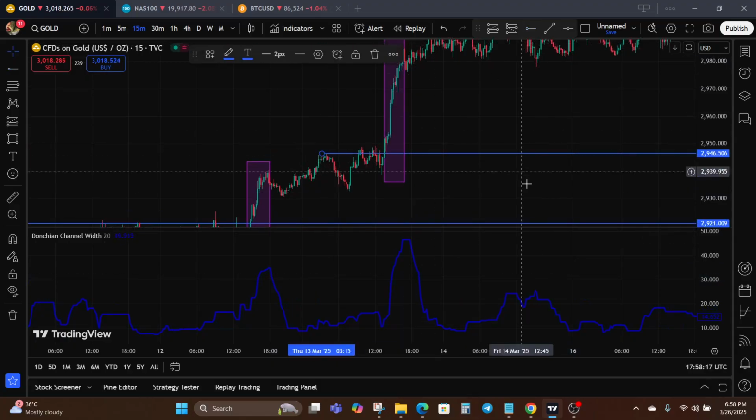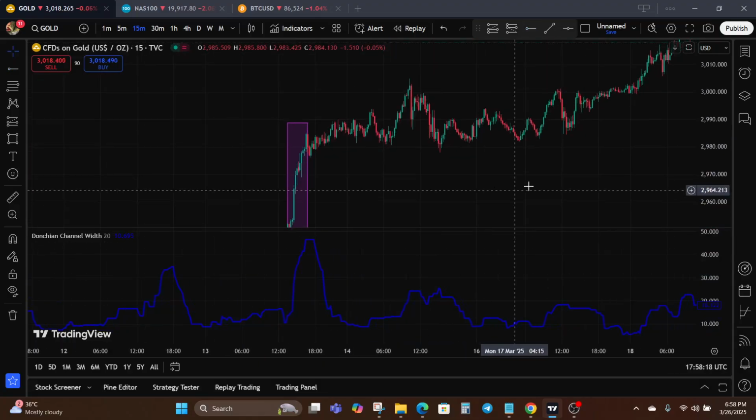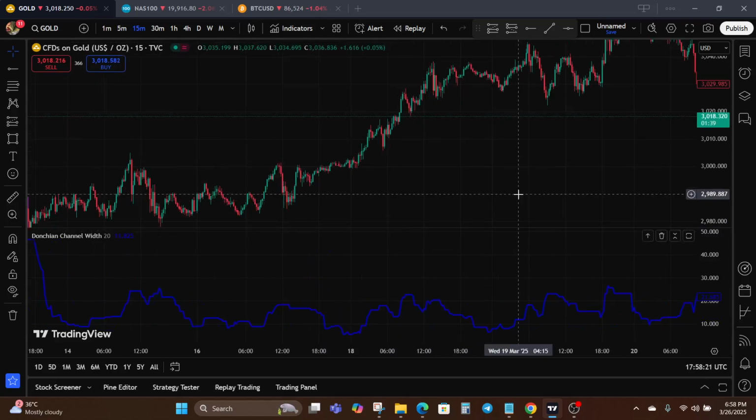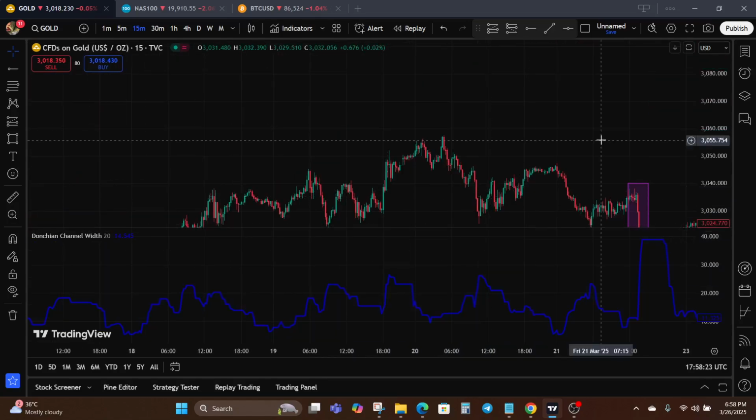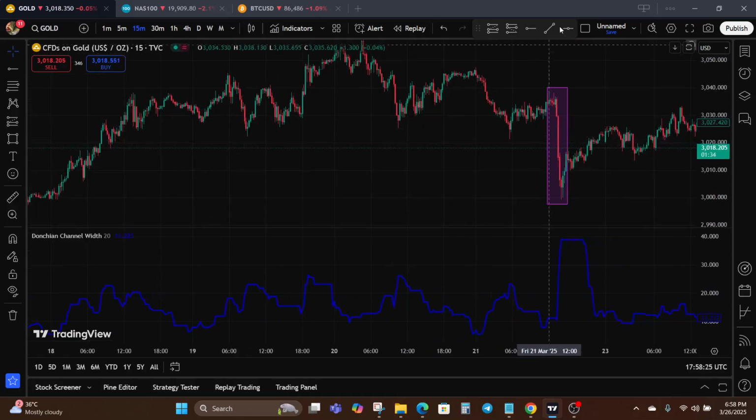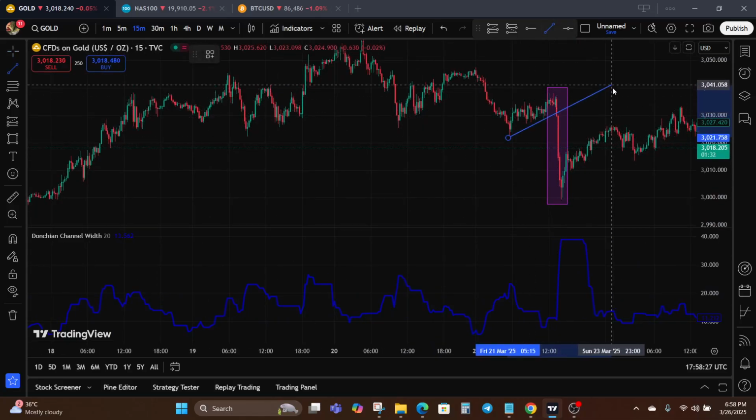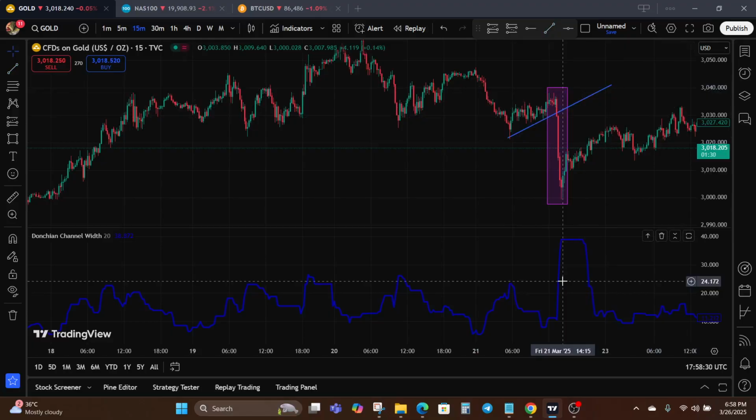You can see that we had some breakouts around those points where we had the Donchian Channel Width increase. You can see here we had a breakout. So it's important to pay attention to that.